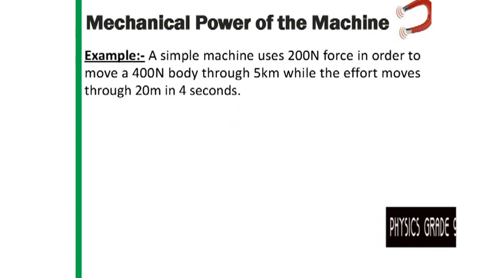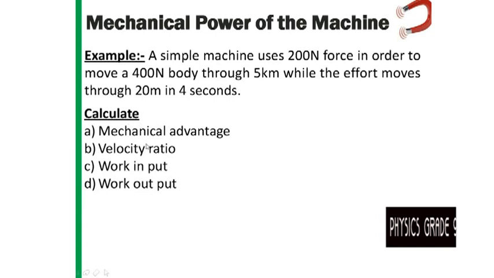So now let's have a look at an example of a problem that we can actually do based on what we've looked at so far in terms of the concepts. So look at this example here. A simple machine uses 200 newtons force in order to move a 400 newton body through 5 kilometers, while the effort moves through 20 meters in 4 seconds.